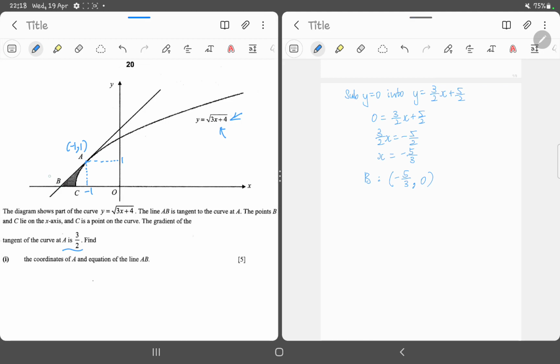So this means that the coordinates of point B are (minus 5/3, 0). I'm going to write it down here, minus 5 over 3, 0.